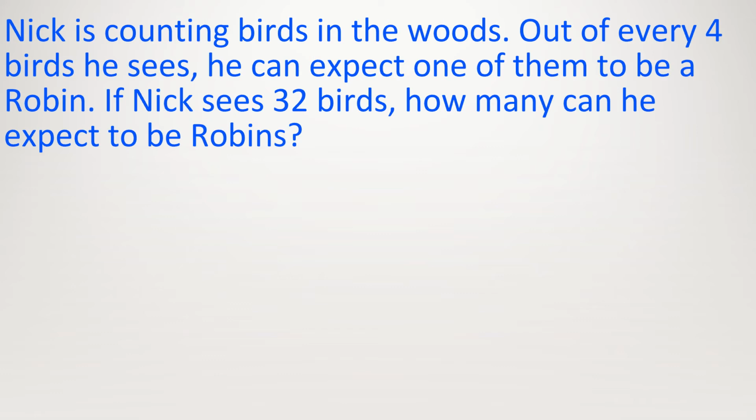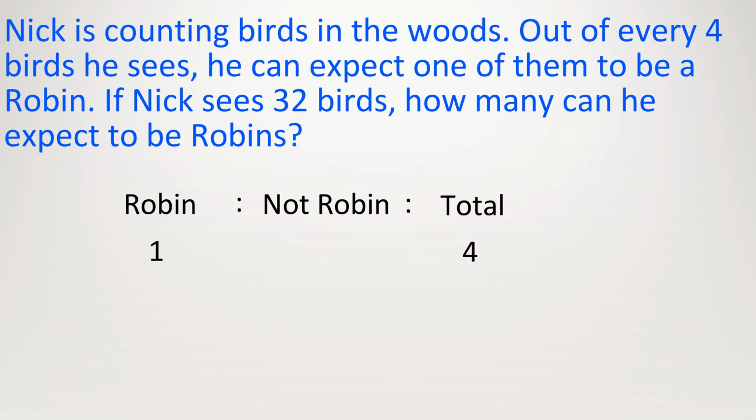A bit different here because the first bit, out of every 4, this is a fraction, but we can convert a fraction to a percentage. Out of every 4 means 1 out of 4, so let's have 3 columns here. We have robin, we have not robin, and then we have the total. That means we put 1 in the robin column and the total will be 4. So it is 1 out of 4.